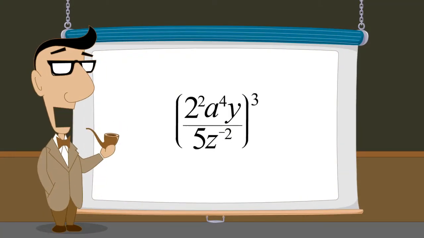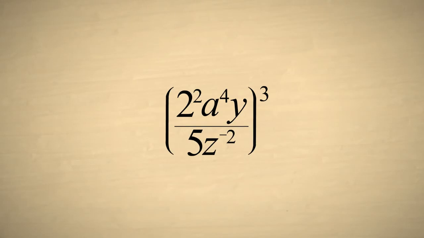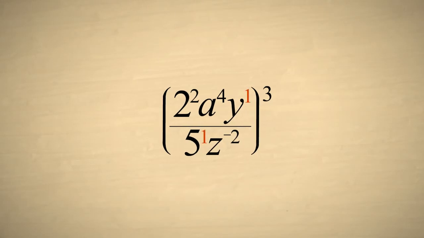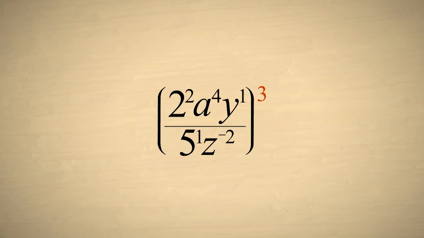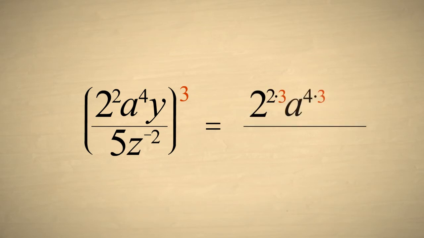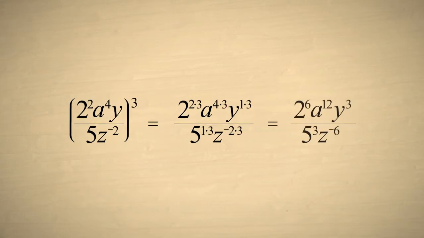Now let's simplify a fractional expression with positive and negative exponents raised to a power. Again, we temporarily add exponents of 1 to the terms without exponents. Since this expression is raised to the third power, we start by multiplying each exponent in the expression by 3. Next, we can write 2 to the 6th power as 64 and 5 cubed as 125.